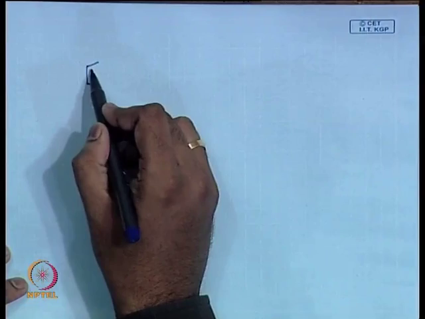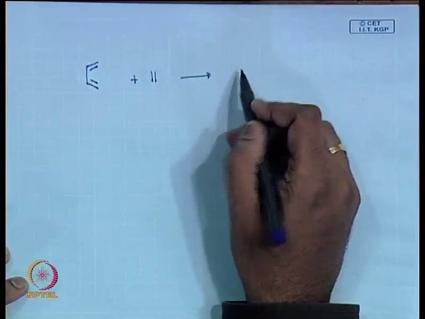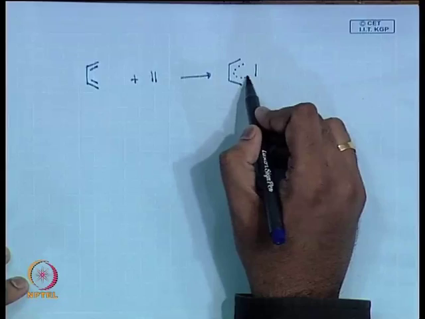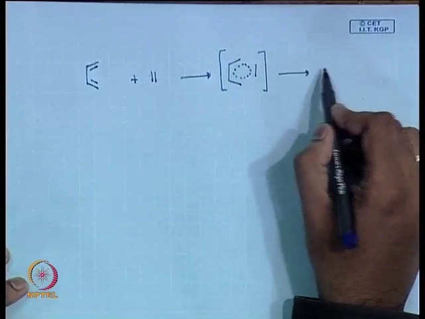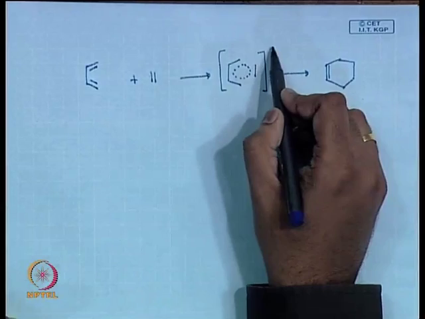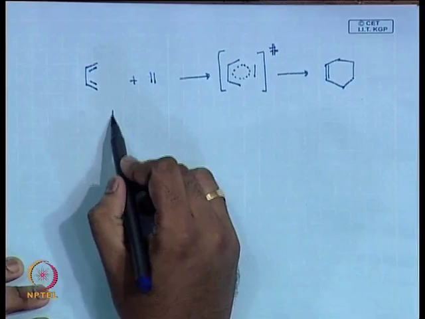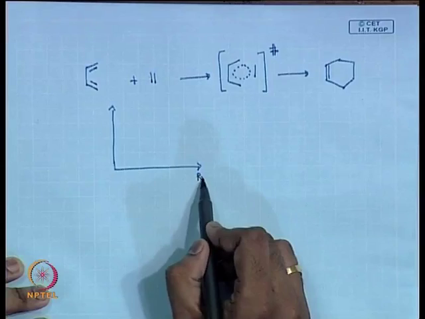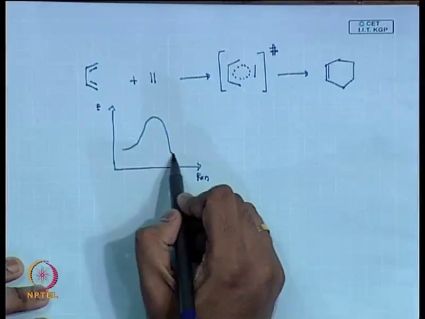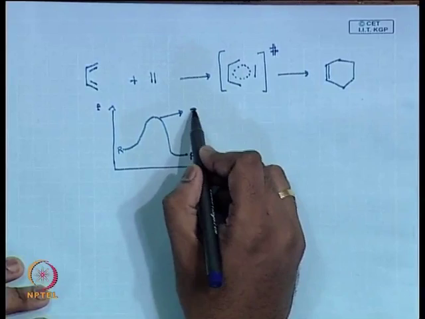On the other hand, if I take the same reaction, I call this a transition state, because it's not an intermediate which I can isolate. So how can you think about the energy profile? If I draw my reaction coordinate with my energy, I have my R, I have my P, and this will be my so-called transition state, right?